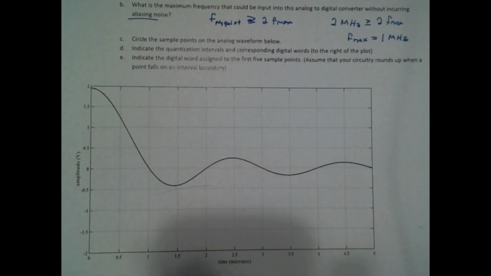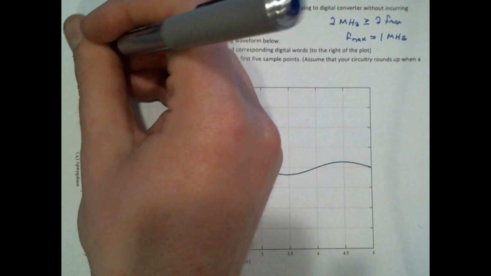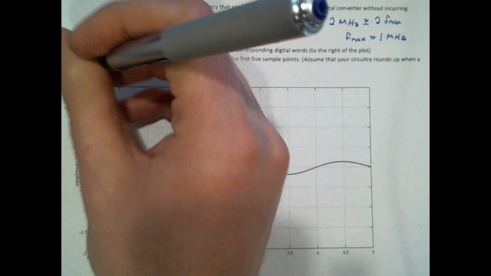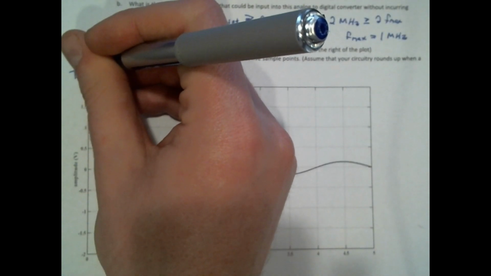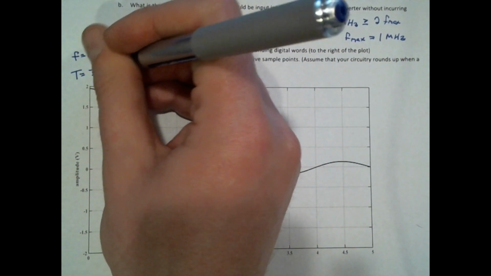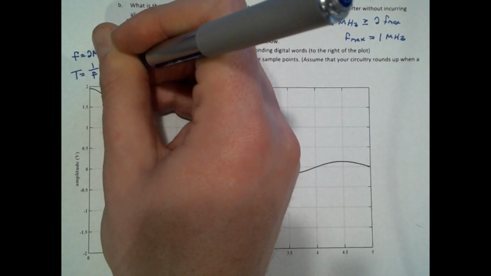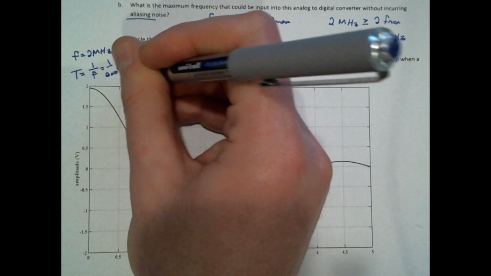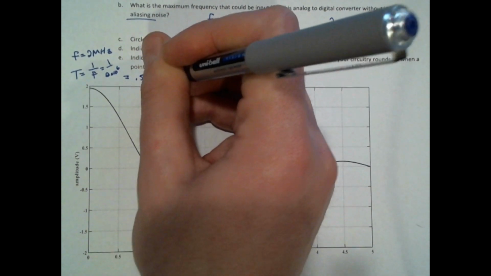So on to the analog to digital conversion here, we're going to use some of those things that we just talked about at the top, and we're going to do the analog to digital conversion for at least part of it. So the first thing says circle the sample points on the analog waveform below. To do that, we need to know how often we are sampling. We have F equals 2 megahertz. We need to remember that T equals 1 over F, which is 1 over 2 times 10 to the 6th, and that gives us 0.5 microseconds.